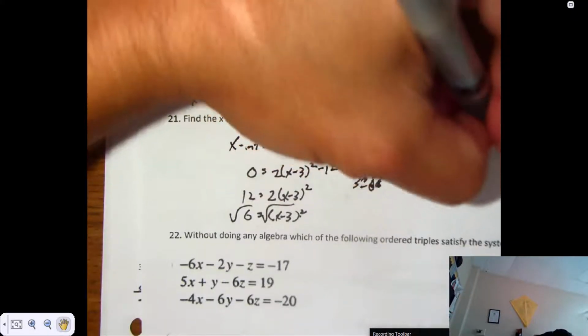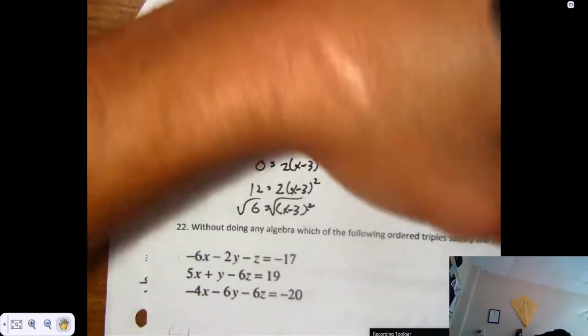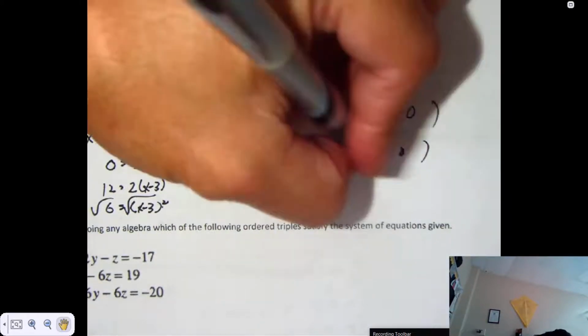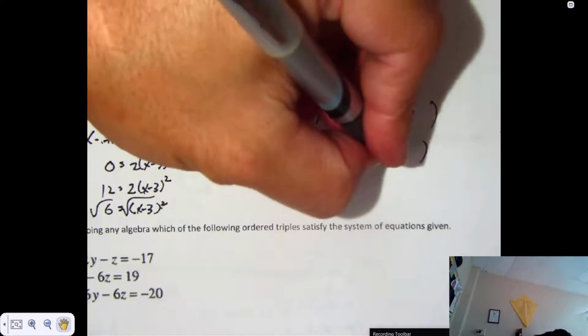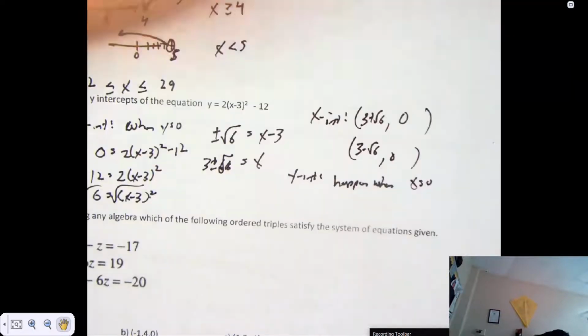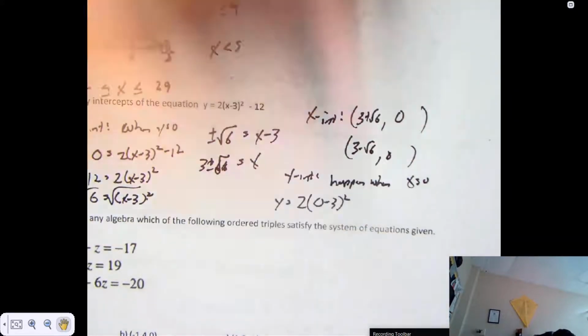Now, your x-intercepts, you need to be writing these out in order of pairs. Remember, they happened when y was 0, right? Well, you have 3 plus a root of 6, and you also have 3 minus a root of 6. Now, y-intercepts are up next. They happen when x is 0. So that's actually pretty easy to do. Y is twice a 0 minus a 3 squared minus a 12.